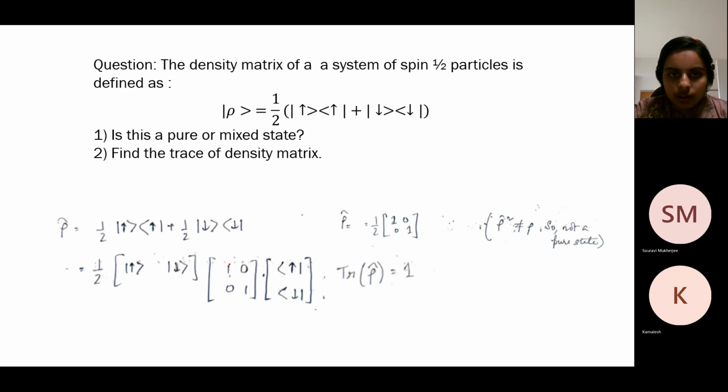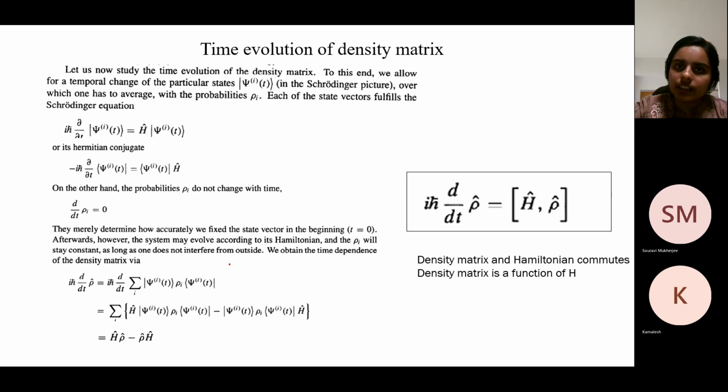Correct. Okay. So now we'll talk about the time evolution of the density matrix. Initially we had seen that for stationary states, when we were talking about classical statistical mechanics, we considered that the phase density is not changing. From Liouville's theorem, we saw that for a stationary state, rho has to be a function of H, that is the Hamiltonian.